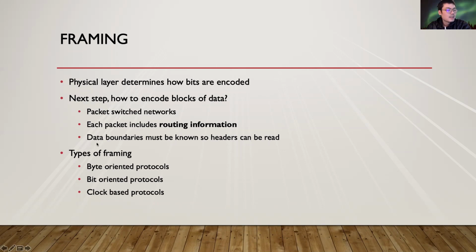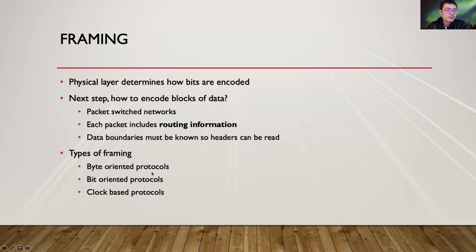And the data boundaries must be known, so the headers can be read. So you know, hey, this is the beginning of a data frame. Last time we saw there is a header concept. For example, for the transport layer protocol, we may look at the IP address and port number. For the data link layer, maybe we care about the MAC address, access control concepts, okay?